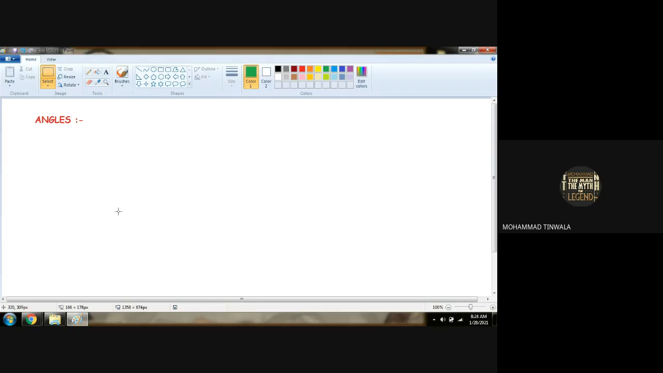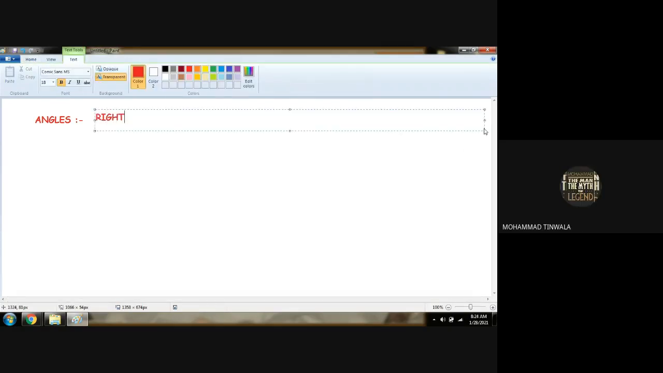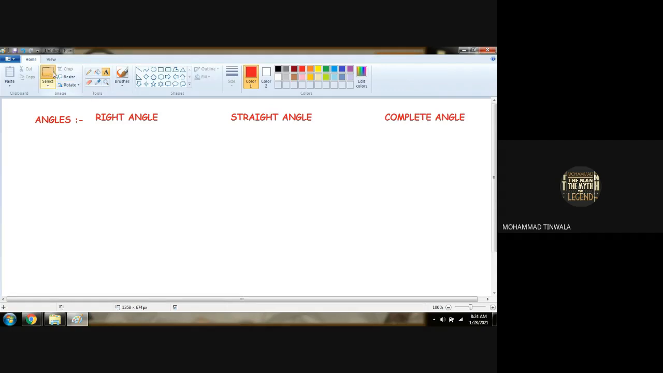Now again, the content is on angles only. The most important part we have to study is, I already taught you how many types of angles. Who will tell me? Sir, right angle. Okay, chalo, I will write, you say it. Right angle. Then straight angle. Very good. Then complete angle. Not full angle, complete angle. Okay, very good.